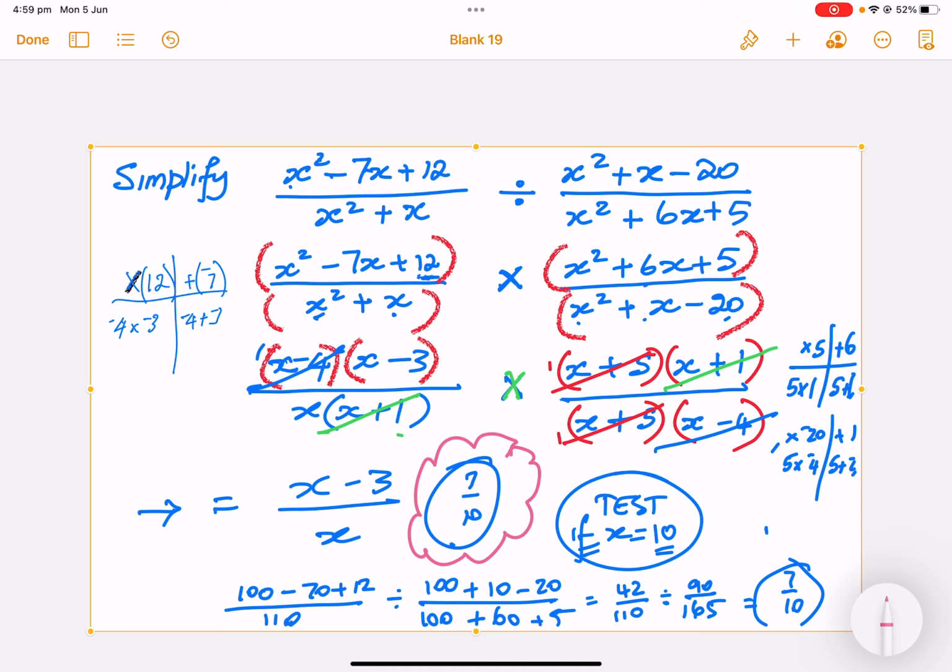That's just a test, just to prove it. All right, so the simplified answer is x minus 3 over x. It's much easier than our initial two fractions. We will get the same value as the original. So it's much more simplified, isn't it? x minus 3 over x. All right, cheers.